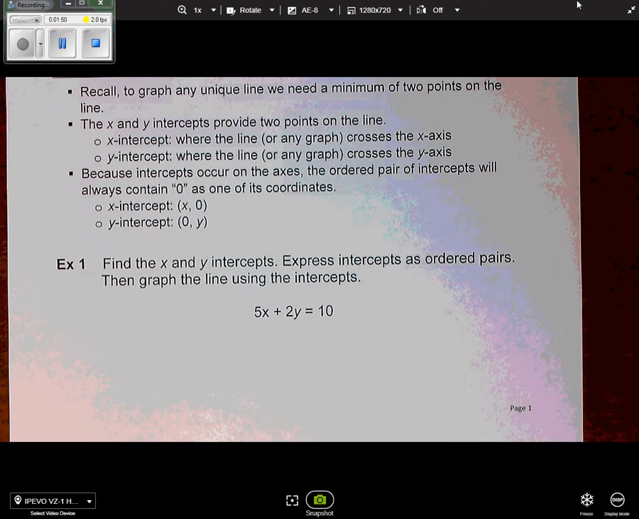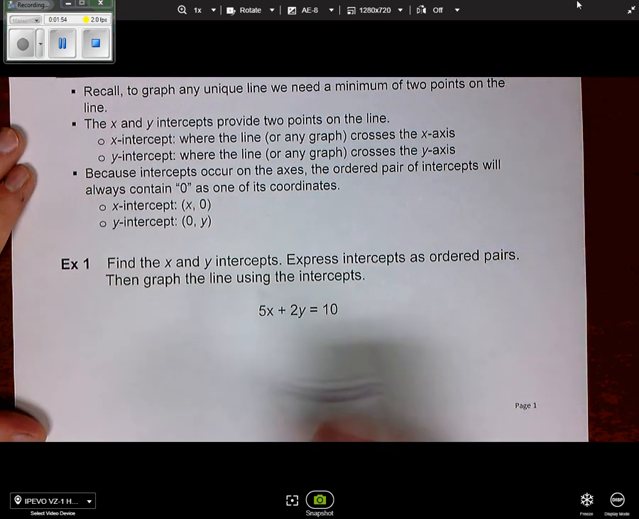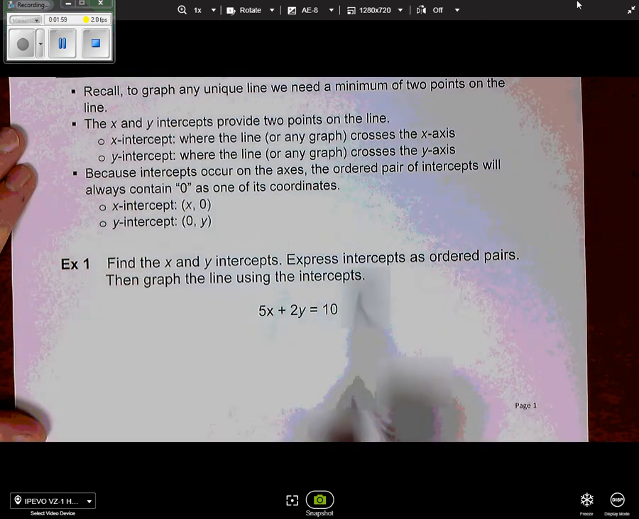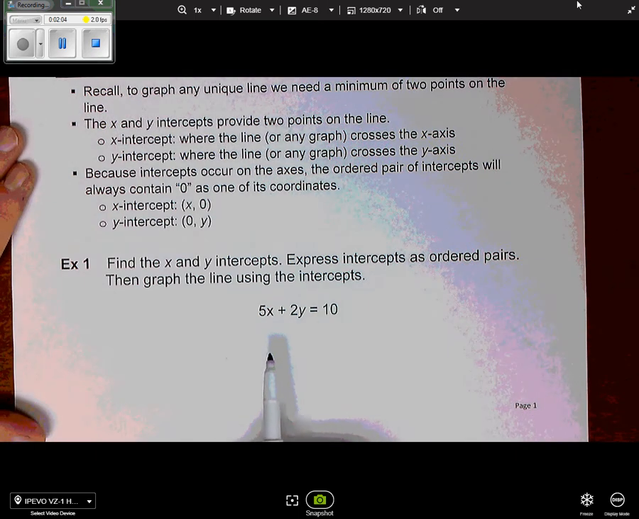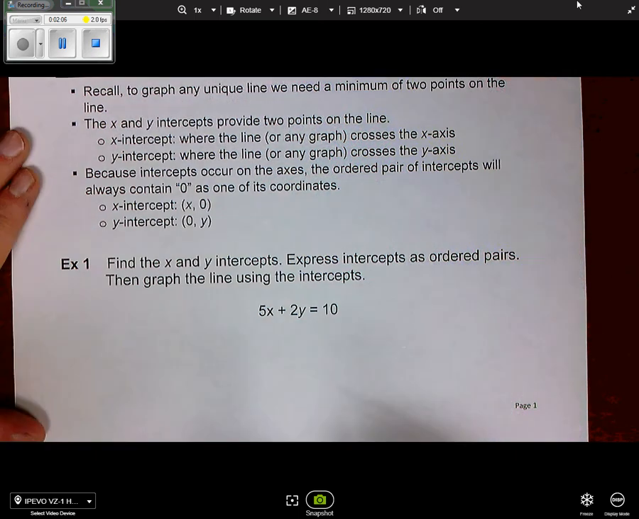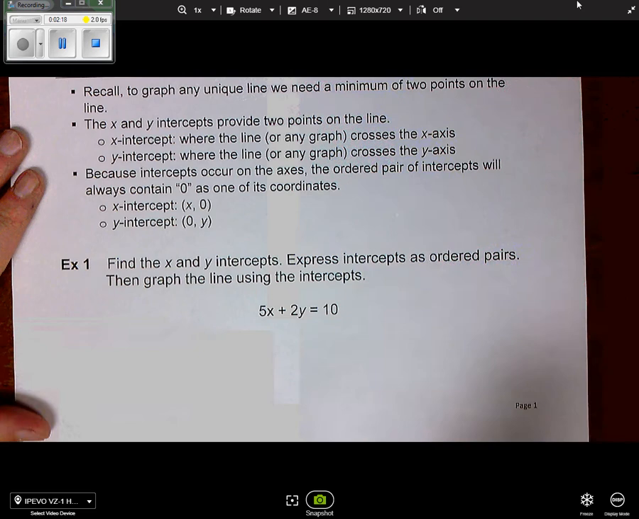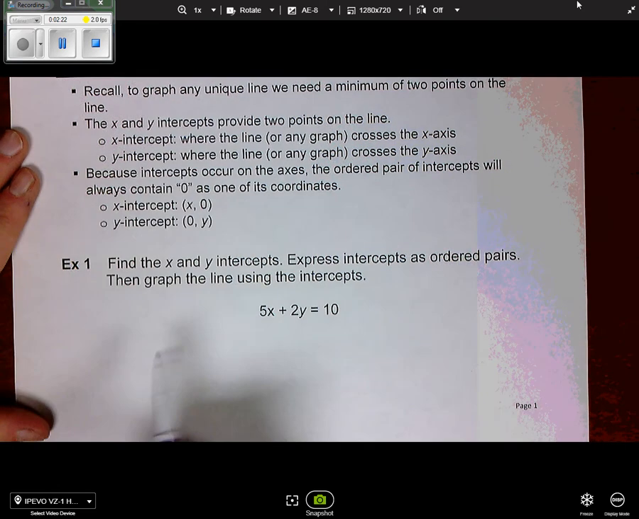Okay, so let's do this first example together. We need to find the x and y intercepts, express the intercepts as ordered pairs, and then graph the line using the intercepts. So there's 2 methods that you can use to do that. The first method, which I prefer, is what I call the cover-up method. The second method is replace with 0 and solve method. I'm going to show you both methods for example 1. You can use whichever method you prefer after that. But for examples 2, 3, and so on, I'm going to do cover-up method just because that works best for me.